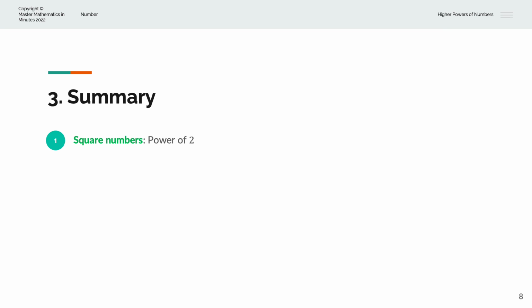To summarize, square numbers are to the power of 2. Cube numbers are to the power of 3. And higher powers of numbers are to the power of any other higher power.